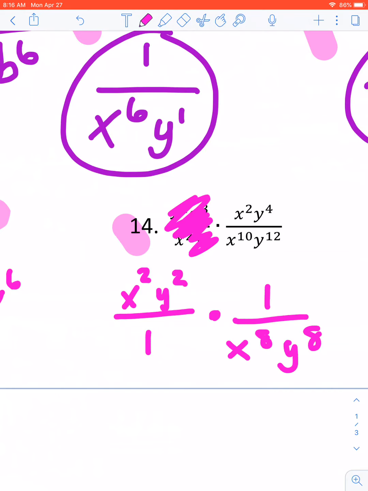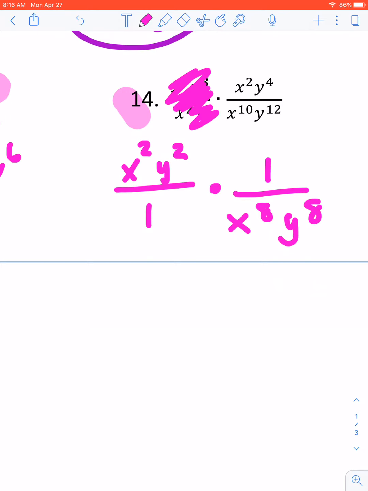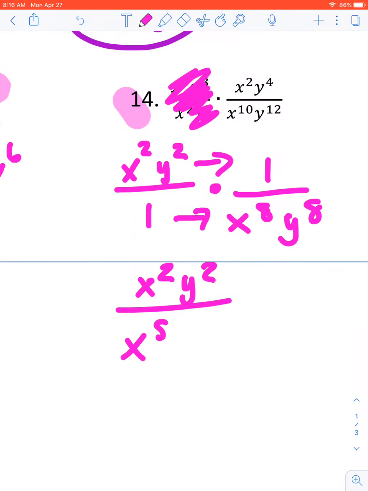So now what I'm going to do is multiply. When I multiply straight across, 1 times x squared over y really gives me x squared over y. And 1 times x to the 8th, y to the 8th gives me x to the 8th, y to the 8th, because 1 times anything is itself.